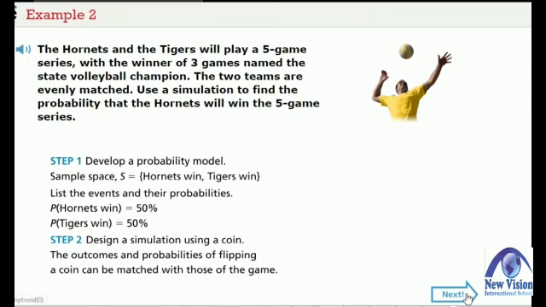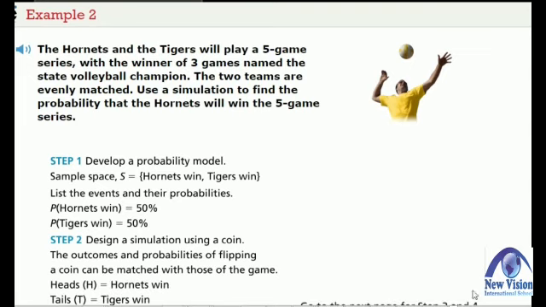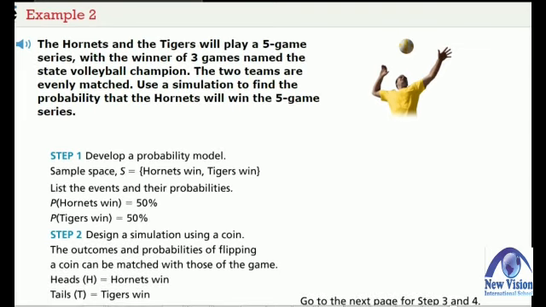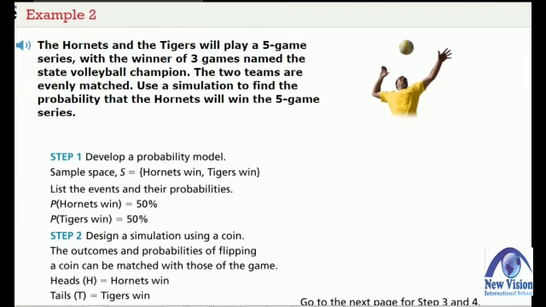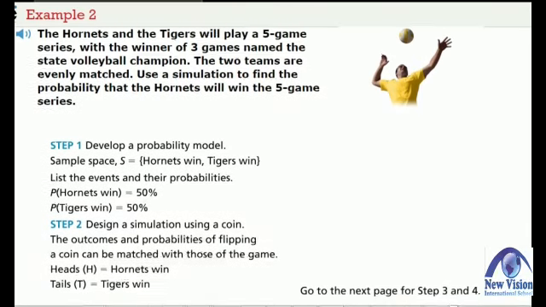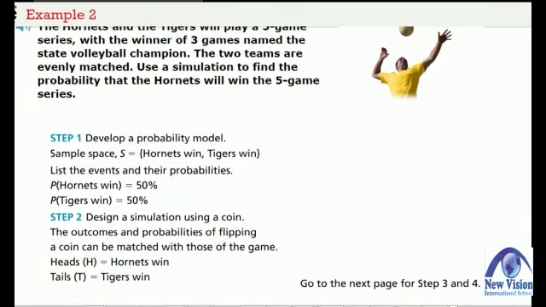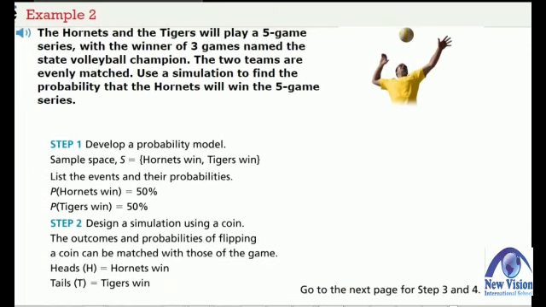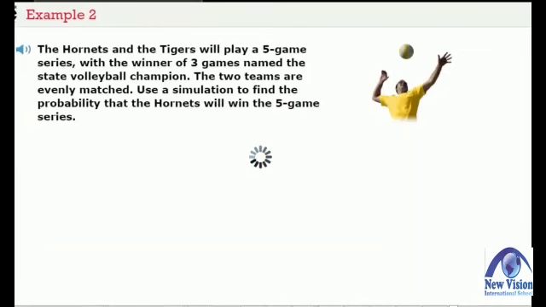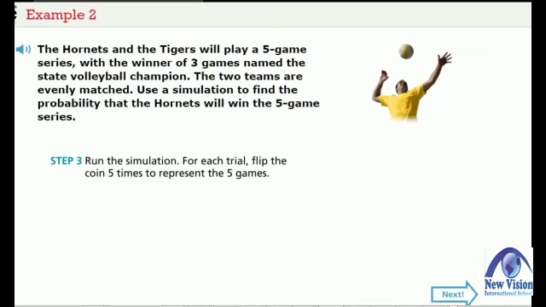Step 2 is to design a simulation using a coin. The outcomes and probabilities of flipping a coin can be matched with those of the game. Heads or H is the Hornets win and tails T is the Tigers win. Step 3. Run the simulation. For each trial, flip the coin 5 times to represent the 5 games.